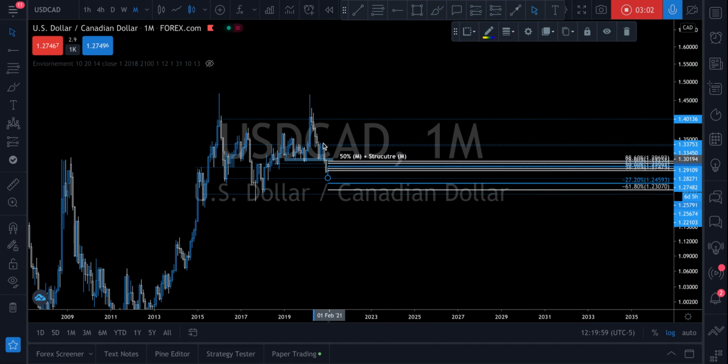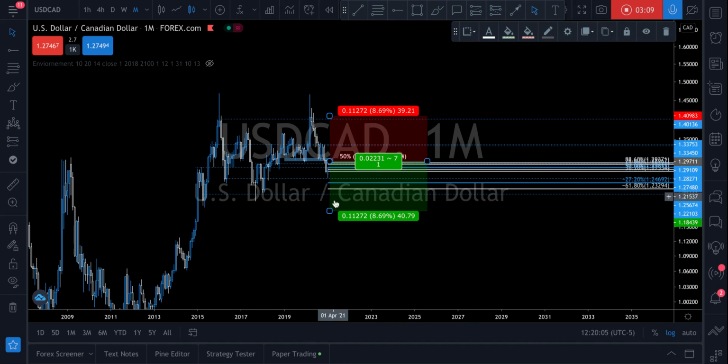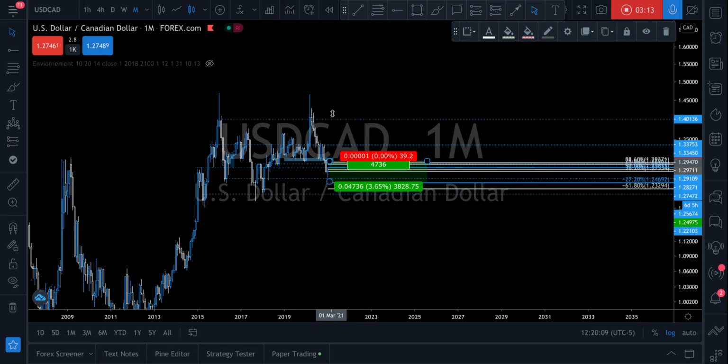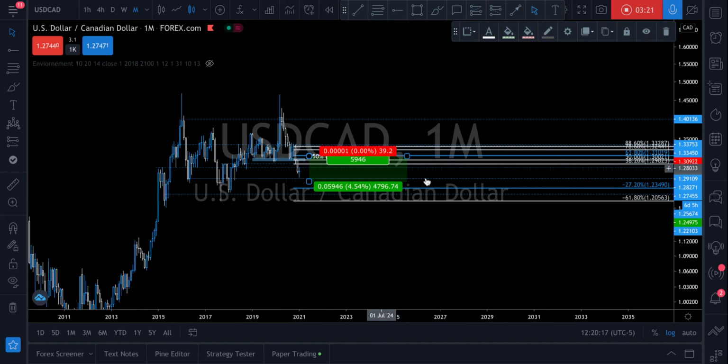Now, if that is the case, this is where we would be looking at placing our target. So let's just quickly do that real quick. And we're going to have two different trading opportunities available to us at the moment. So let's bring this fib back up here so we can know where to place our stop loss.